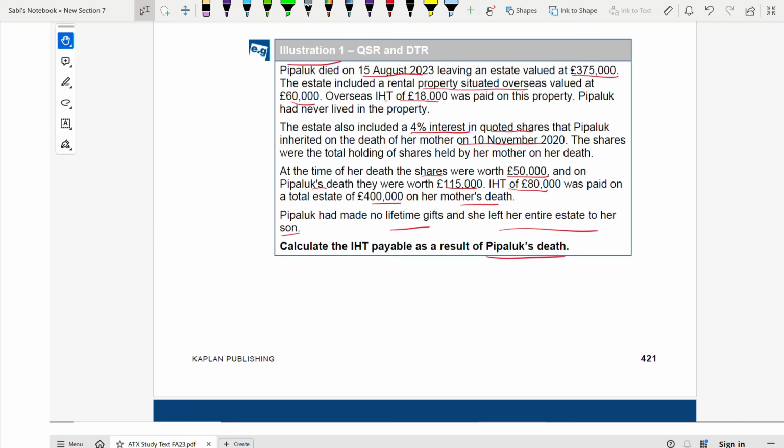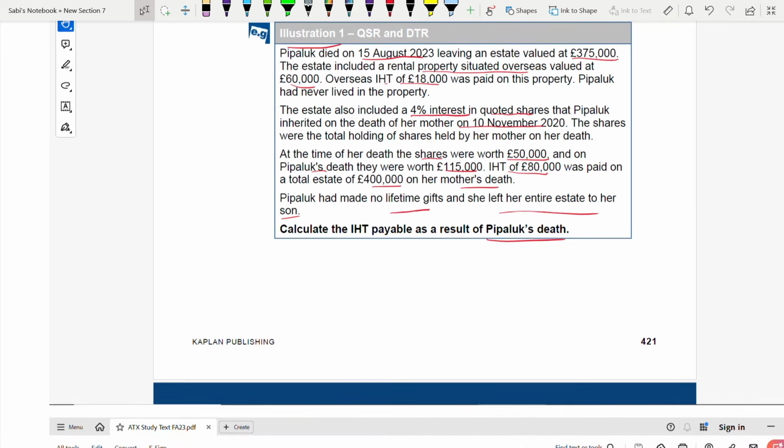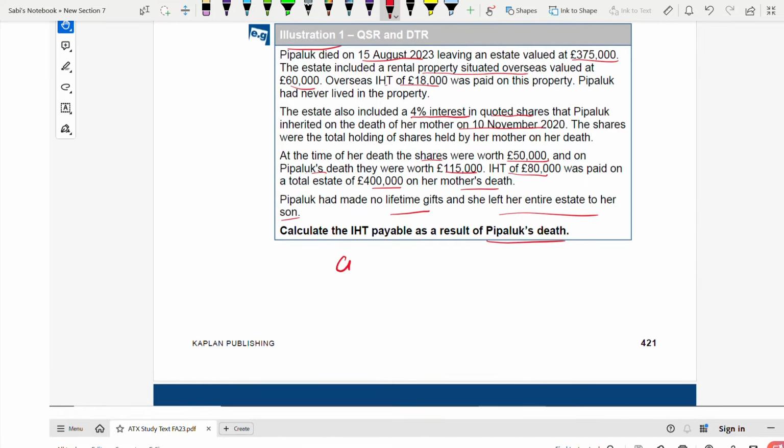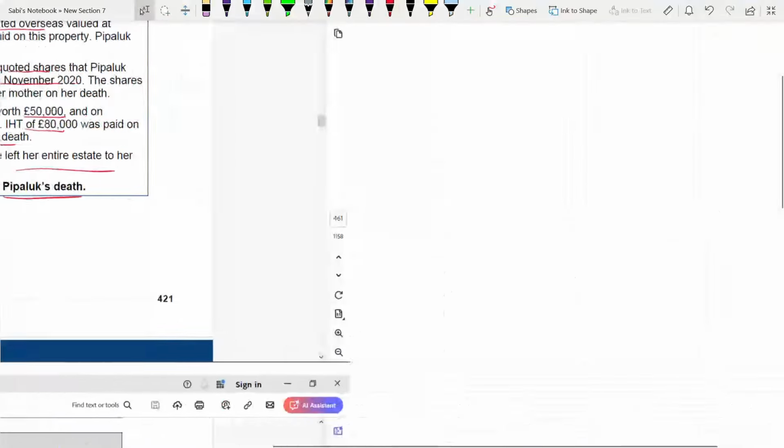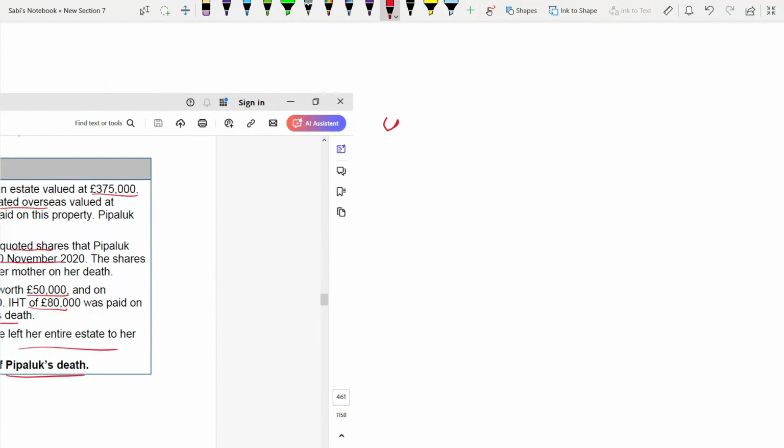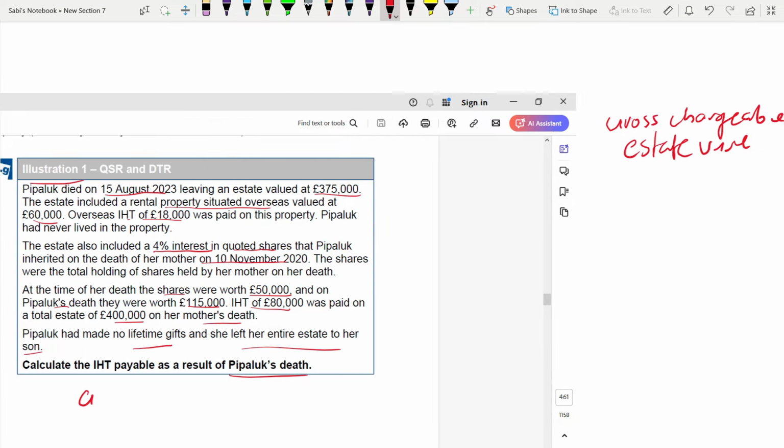Okay, so now let's quickly do this. Where do you start? Always gross chargeable estate value. Gross estate value is given. The estate is 375,000.